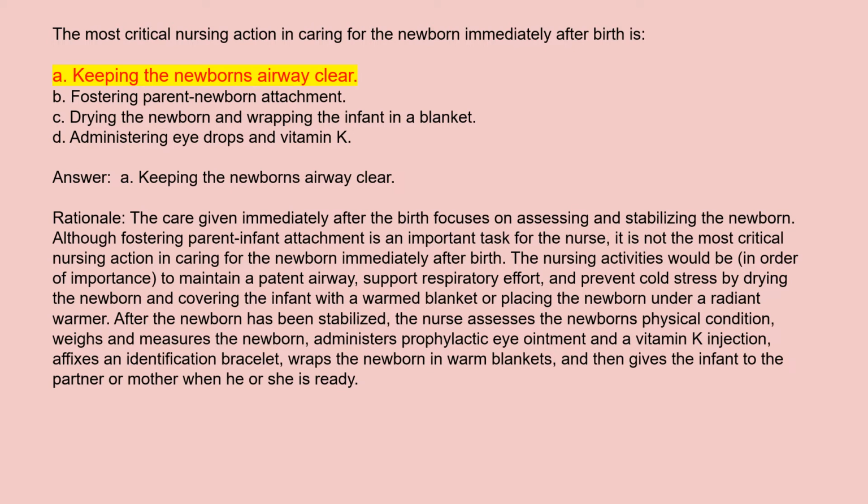The nursing activities would be, in order of importance, to maintain a patent airway, support respiratory effort, and prevent cold stress by drying the newborn and covering the infant with a warmed blanket or placing the newborn under a radiant warmer. After the newborn has been stabilized, the nurse assesses the newborn's physical condition, weighs and measures the newborn, administers prophylactic eye ointment and a vitamin K injection, affixes an identification bracelet, wraps the newborn in warm blankets, and then gives the infant to the partner or mother when he or she is ready.